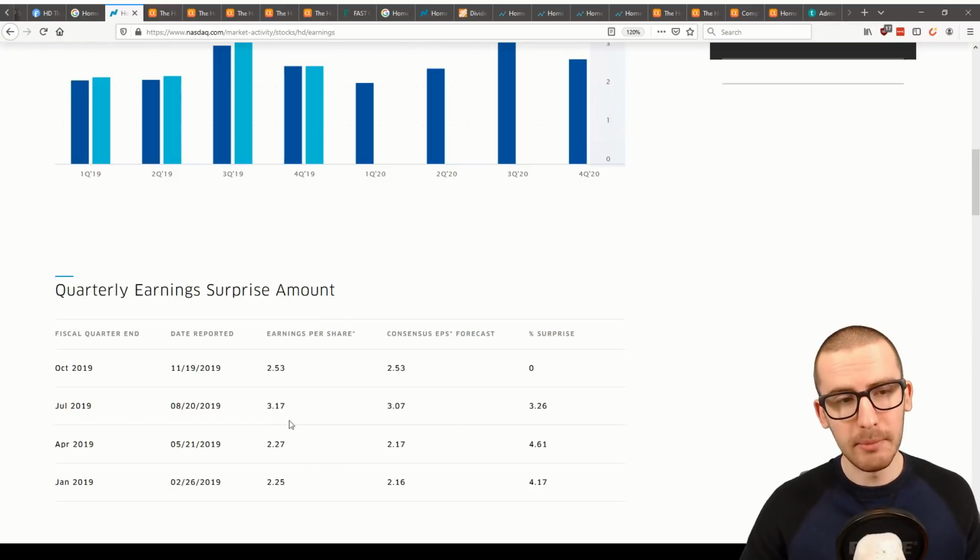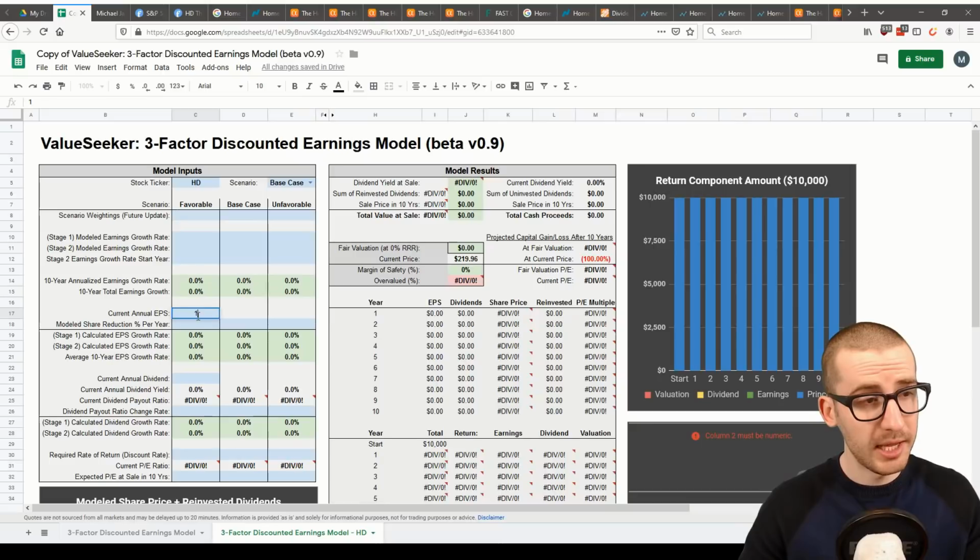So if you take the sum or add all these 4 numbers up, you'll get the most recent annual earnings per share. This is all the earnings the company generated per share over the last 12 months. So we add all that up and we get $10.22.